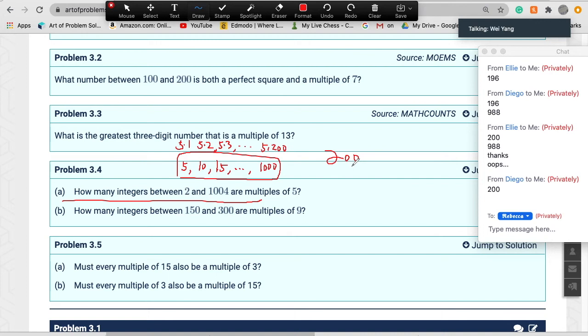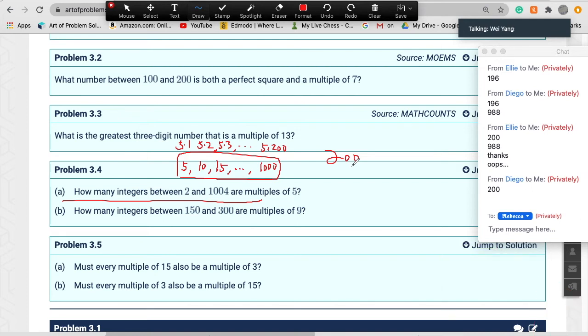The difference between any two adjacent numbers is 5. So 5, 10, 15, you count this way up to 1000. In total, you have 200 numbers.